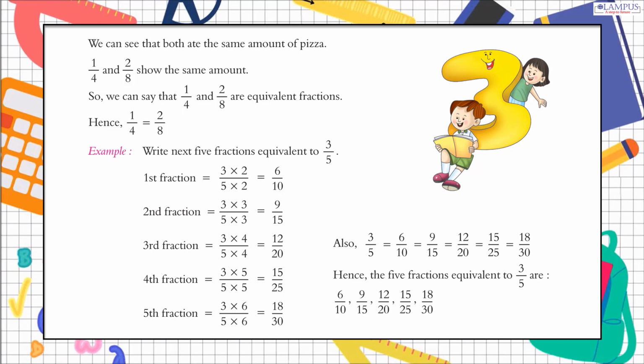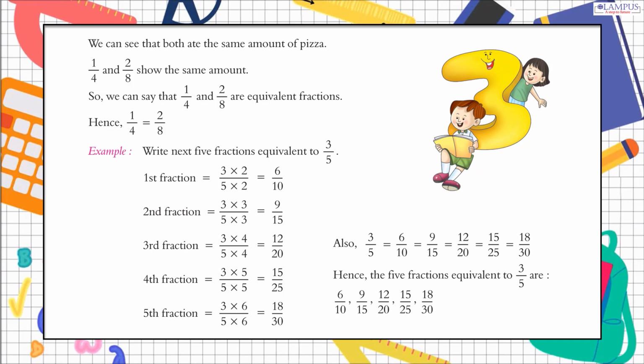Example. Write next 5 fractions equivalent to 3 by 5. First fraction equals 3 times 2 by 5 times 2 equals 6 by 10. Second fraction equals 3 times 3 by 5 times 3 equals 9 by 15. Third fraction equals 3 times 4 by 5 times 4 equals 12 by 20. Fourth fraction equals 3 times 5 by 5 times 5 equals 15 by 25. Fifth fraction equals 3 times 6 by 5 times 6 equals 18 by 30.